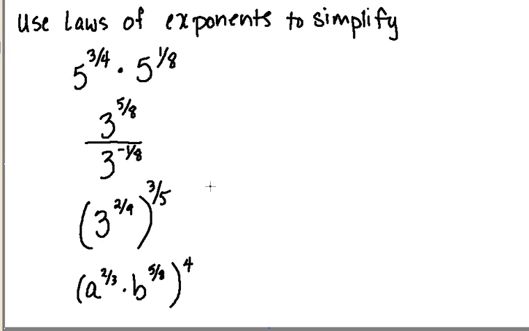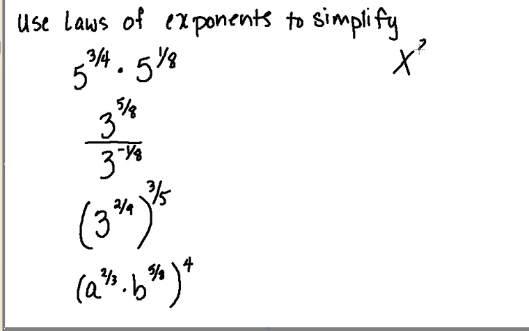Hi, in this video we will talk about using laws of exponents to simplify expressions with radical exponents. And when I say radical exponents, I mean that I have a fraction as an exponent. Now recall that we can always multiply things of like bases by simply adding their exponents.